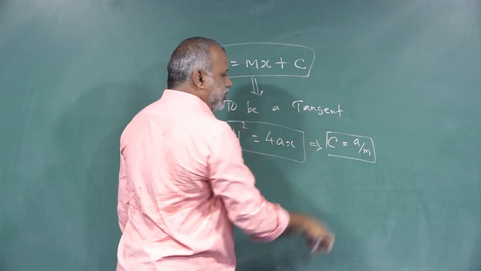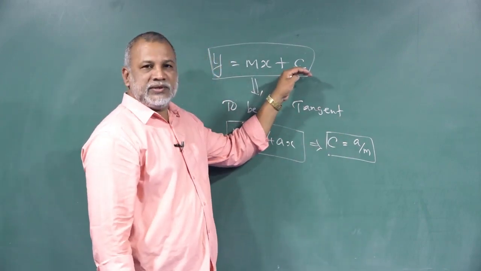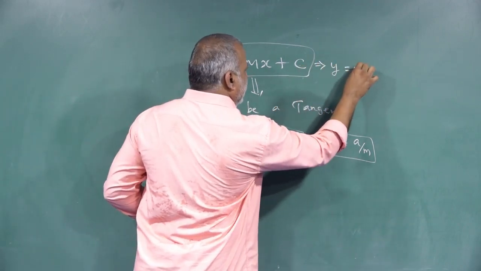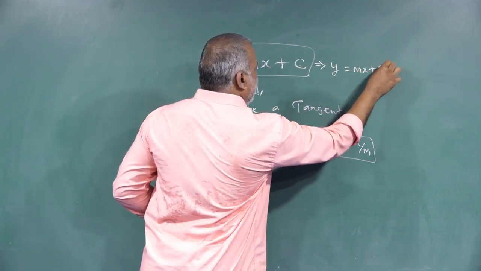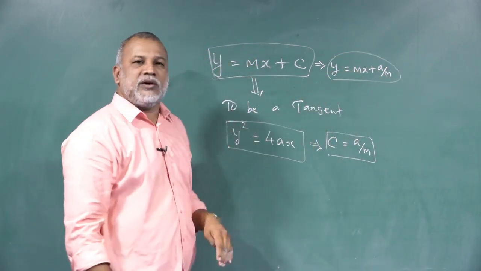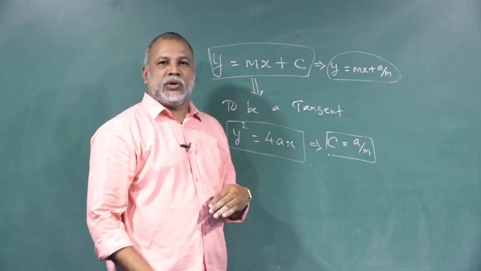In the previous video we discussed the concept. Then we can substitute this value for c, and the equation becomes y equal to mx plus a by m. This is also said to be the equation of the tangent to the parabola y squared equal to 4ax.